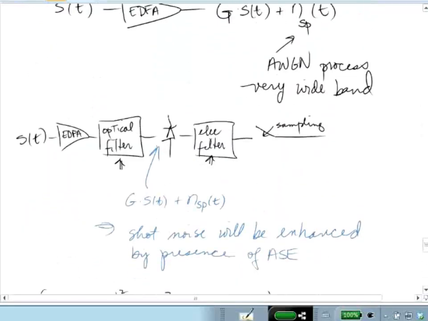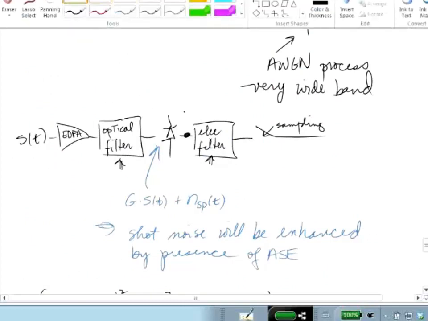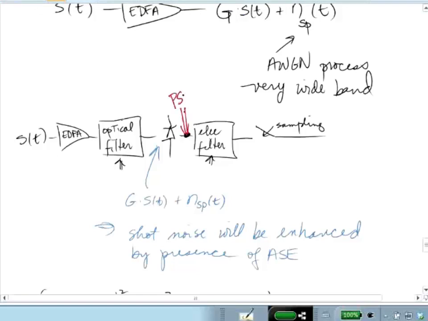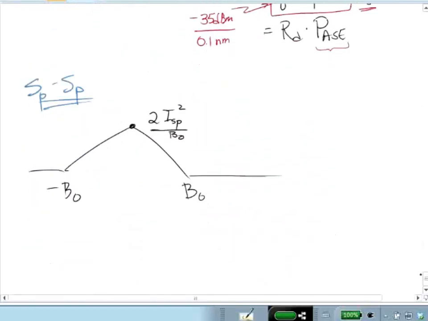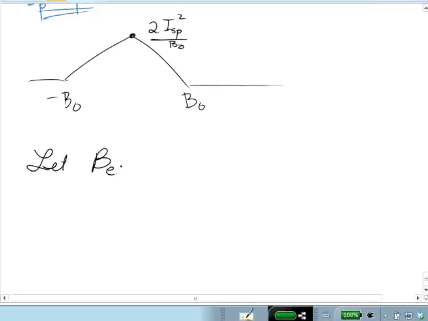So if we look back here to our system, now we've got equations for the power spectral density for all the terms. We know the power spectral density of the signal is whatever it is, and now these noise terms that we've added, and of course there'll also be the thermal noise and the shot noise. But now what happens when we apply an electrical filter to these noise processes? So let's start by letting BE be what I called earlier the noise equivalent bandwidth of the electrical filter.